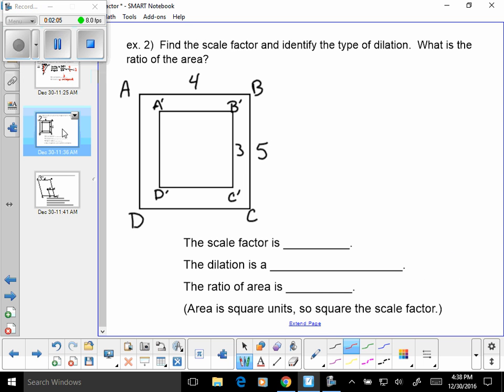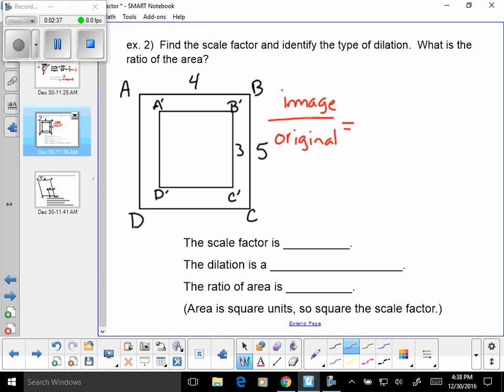In example 2, we're going to do the same thing. We're going to find the scale factor, we're going to identify the type of dilation, and we're going to add something new. We're going to find the ratio of the area or areas. Again, we are going to take image over original. And that's very important that you remember that it is image over original. It's very similar to what we're going to be doing in another lesson coming up.